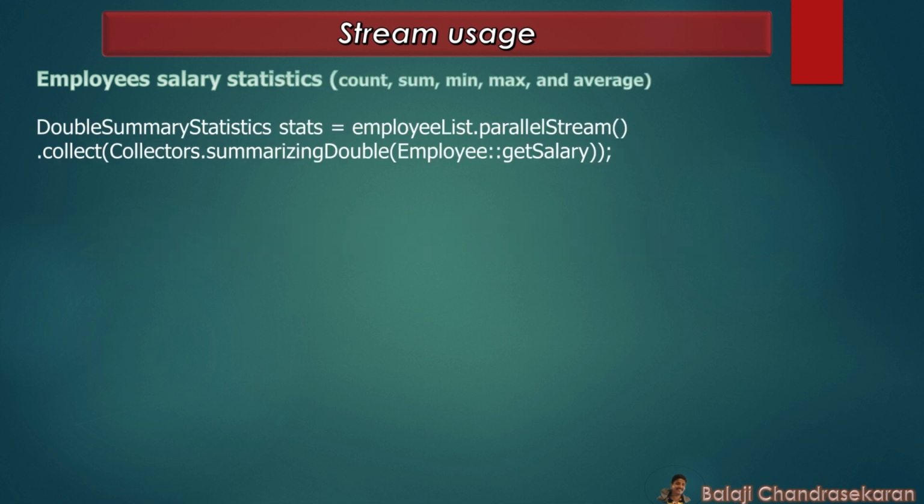This code calculates the summary statistics on the salaries of the employees in the stream. The collect terminal operation collects the statistics, especially the summary statistics on the salaries of the employees in the stream. It uses the summarizingDouble method in the Collectors utility class, which returns a DoubleSummaryStatistics object containing the statistics such as count, sum, min, max, and average of the salaries of the employees in the stream. Overall, this code calculates the summary statistics on the salary of the employees in the stream in parallel, potentially leveraging the multiple CPU cores for improved performance.